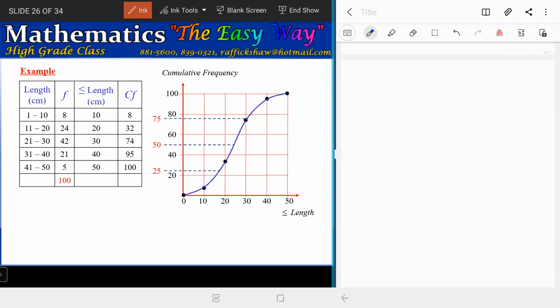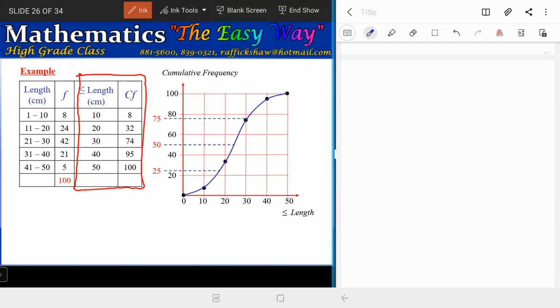And then now, the last set of leaves, there are 5 of them. And how many leaves measure less than or equal to 50 centimeters? All the leaves, all 100 leaves measure less than or equal to 50 centimeters. 50 centimeters was the last one. So all the leaves, all of them, which is 100 of them. So this is the information that you know.